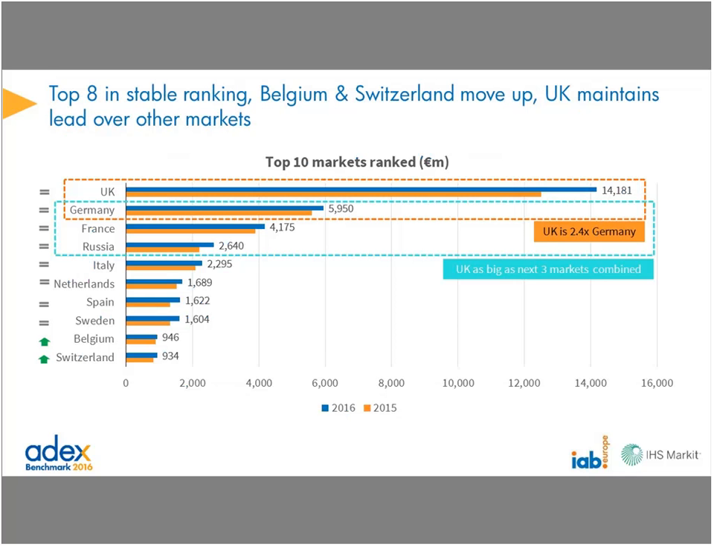Who are these big markets? We can see here the top 10, the UK, Germany stand out. Not much changes in the ranking as we can see here. Only Belgium and Switzerland, they pushed away some smaller markets to enter the top 10. But remarkably, we can see here that the UK maintains its lead, and only 2.4 times the size of the German market, despite a lower population and despite a slightly lower ad market overall.